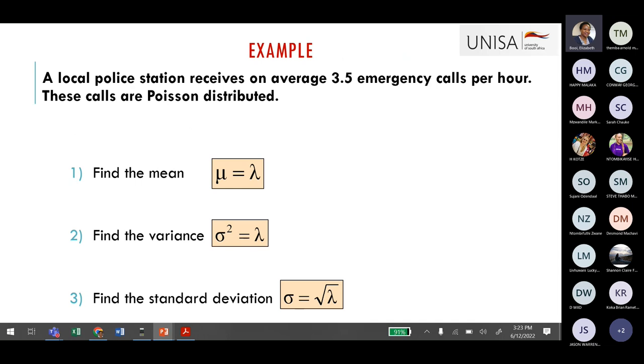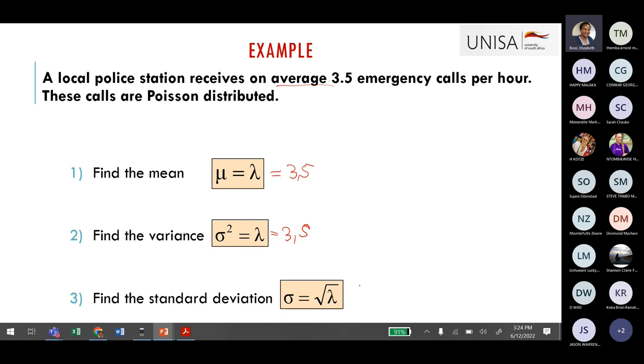Let's look at this example. They tell us that a local police station receives on average 3.5 emergency calls per hour. These calls follow a Poisson distribution. And the question says, find the mean. So we know the mean will be equal to 3.5. And the variance will be, because the variance is the same as your expected number of events, equal to 3.5, because we know that our expected number of events is the same as your average, is the same as your mean, it's 3.5.